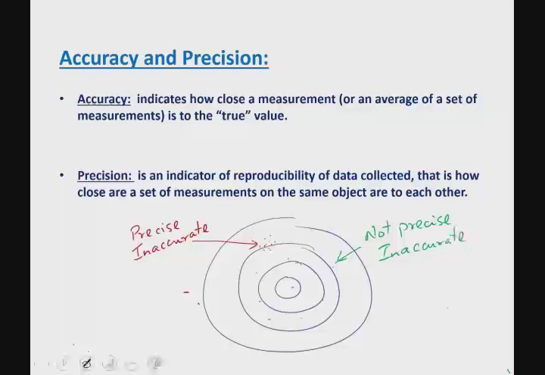But there is one player who is so good at this game that when he or she throws their dart, they all end up very close to the bullseye. That player has collected a set of data that are both precise and also accurate. So the difference between the two terms is the comparison point. In precision, you're comparing the data points to each other within the order of precision allowed by the instrument, whereas in accuracy, you're comparing the data collected to the true value, the actual value.